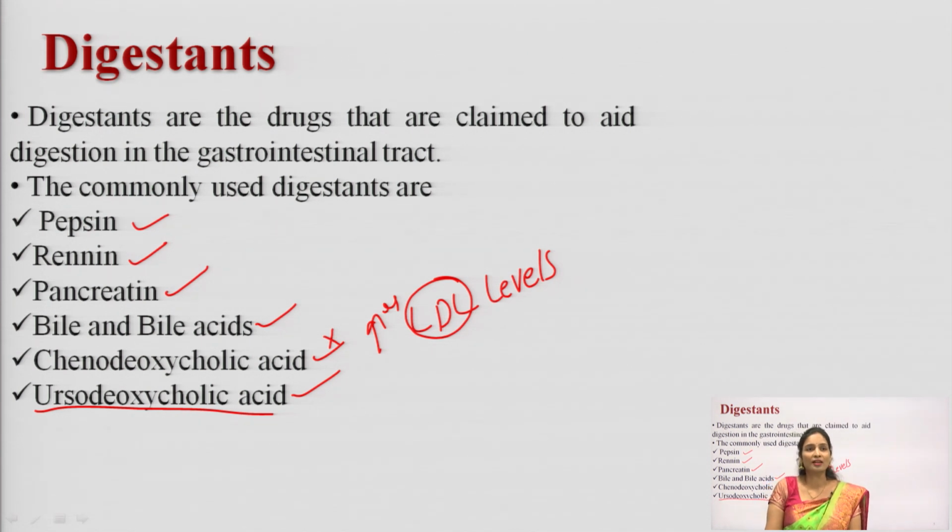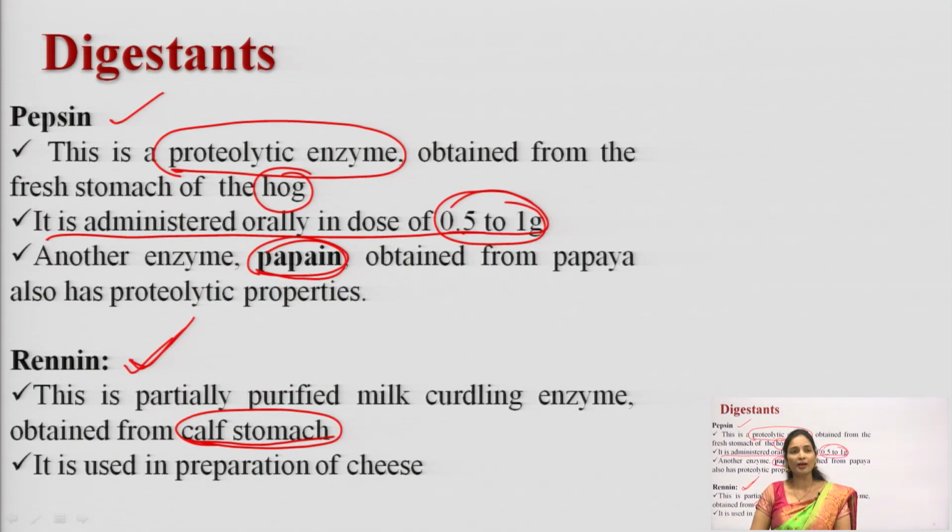Digestants are drugs that claim to aid digestion in the gastrointestinal tract. So, what drugs can you use as digestants? What enzymes can you use as digestants? Renin, pepsin, bile and bile acids, pancreatin, chenodeoxycholic acid and ursodeoxycholic acid can all be used as digestants. And after that we discussed the individual drugs like pepsin and renin: their uses, where they are obtained from and their doses.